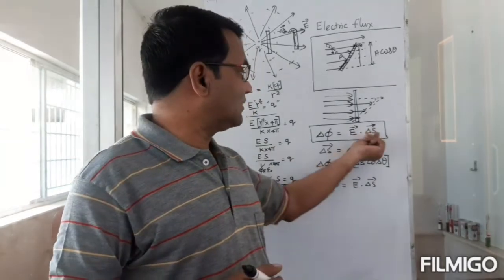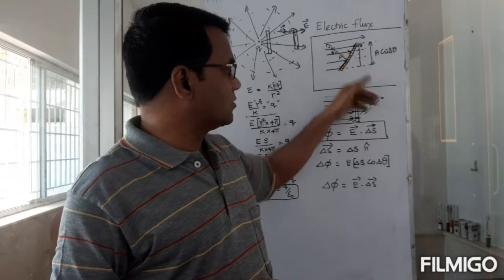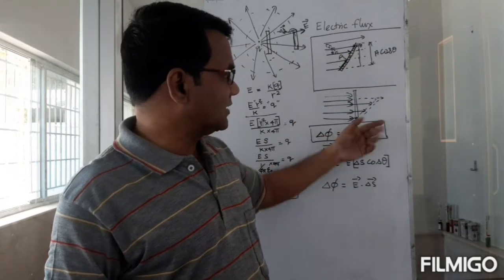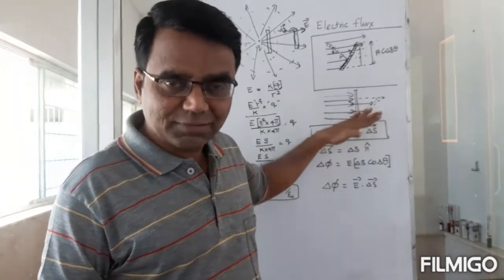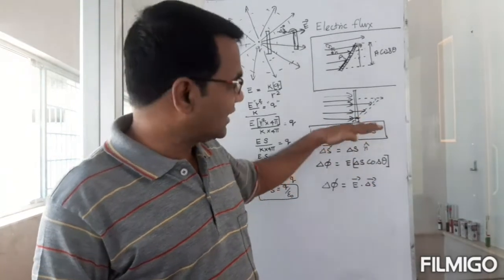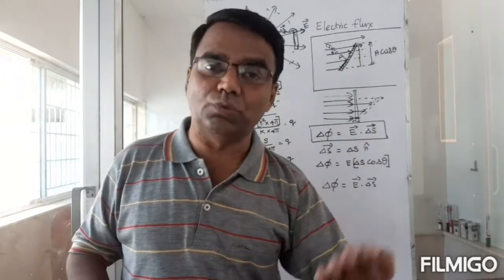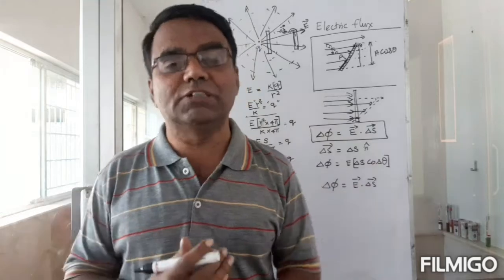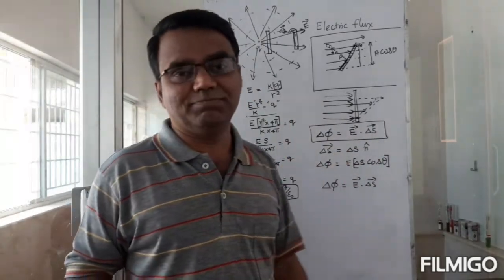Once I make it a vector, all that you need to know is the angle between these two. Now you see E dot delta S is A dot B. The scalar product of the vectors can be used. That mathematics can be used in this case, and that is the only reason why I am converting a scalar quantity into a vector quantity, even though it is not a vector quantity. Keep this equation in mind.